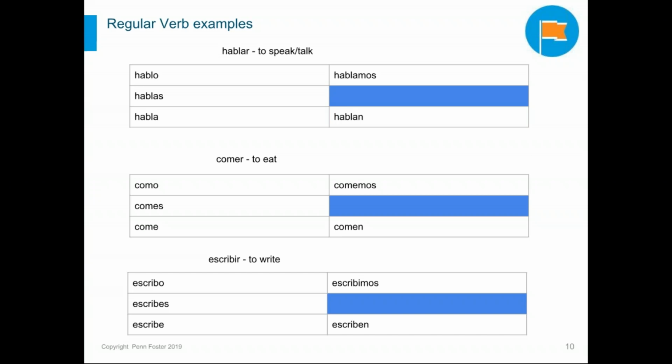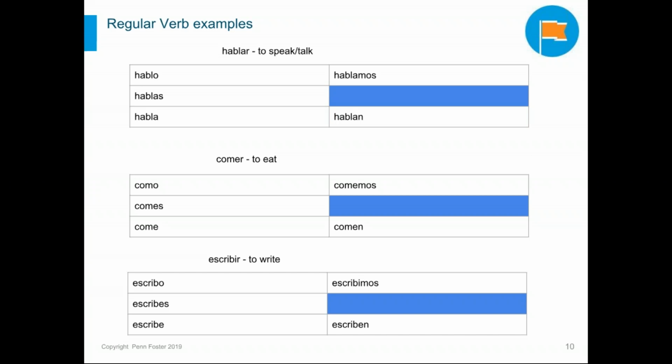And if you were to continue through that chart, staying on the left side first, hablas, you speak or you talk. Habla, he or she speaks or talks. Top right, hablamos, we speak. And bottom right, hablan, they, or all of you speak or talk.